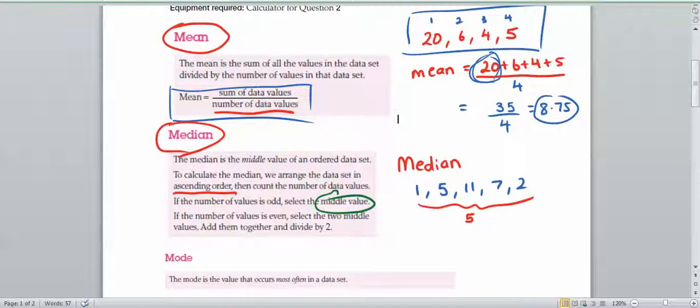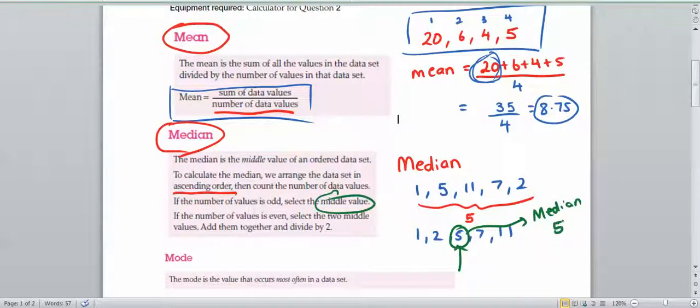So let's have a look at that. We've got an odd number of values. So let's arrange these in ascending order, which is basically if you're ascending the stairs, you're going from lowest to highest. So we've got 1, 2, 5, 7, and 11. Now, being odd, we can use our middle value. We've got 5 values. The one in the middle is obviously this guy here. So the median for this set of values would be 5.